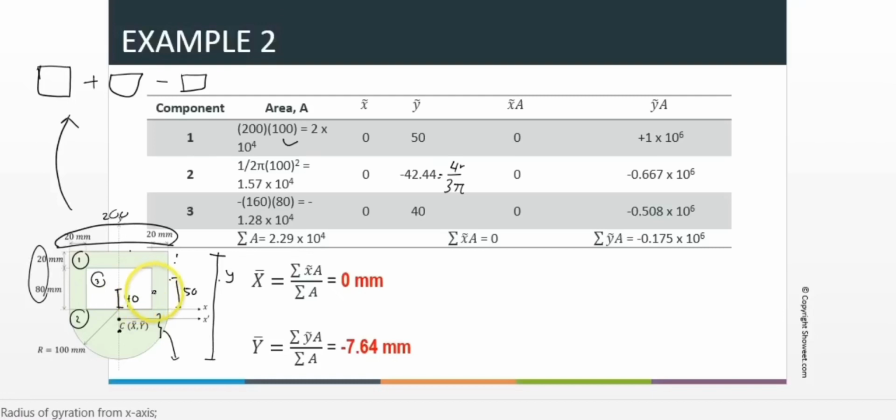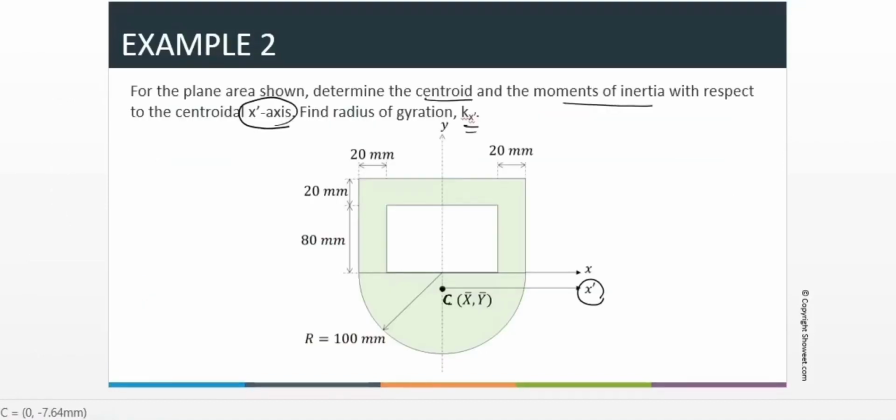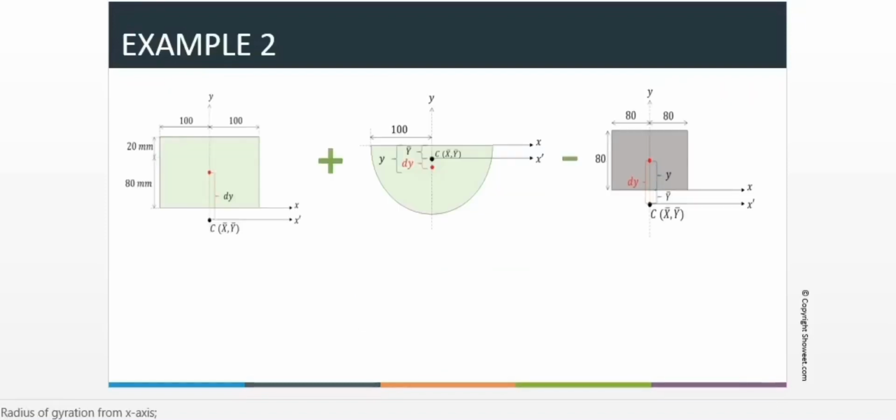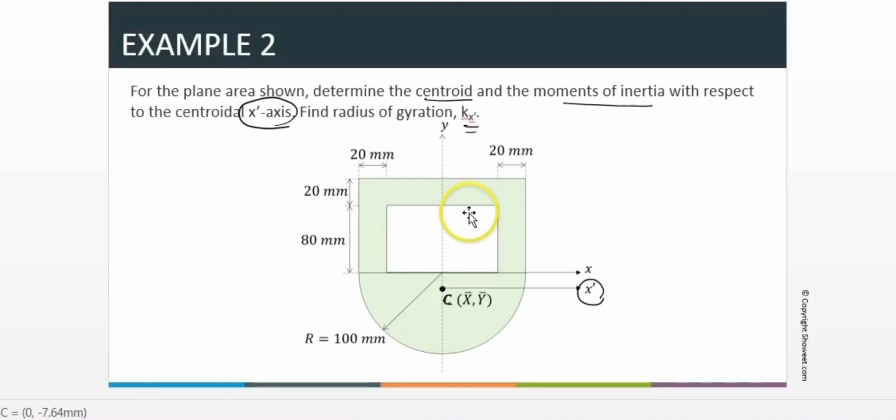And then for the small rectangle, which is 40, it is divided by half. Okay, then x times A becomes zero, and y times A gets that value, which is minus 0.175. When we calculate, we put in the equation. If you are not clear on this, you can refer back to the part 1 and part 2 videos. Then we get the values here: x equals 0 millimeters and y equals 7.64. Roughly this is the figure, we divide it, so you will see it more easily as we solve the centroid about the x prime axis.